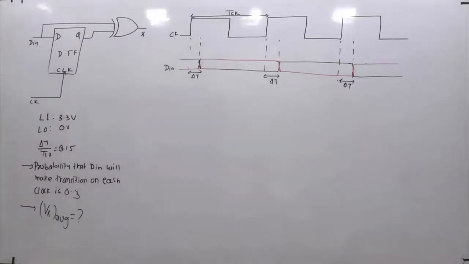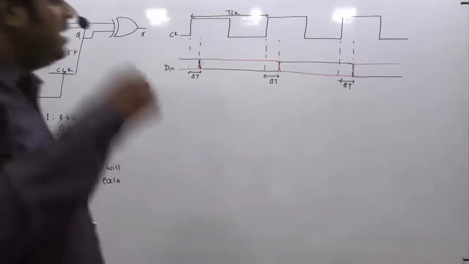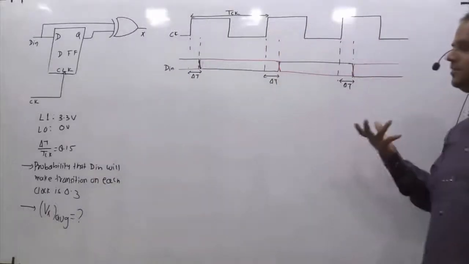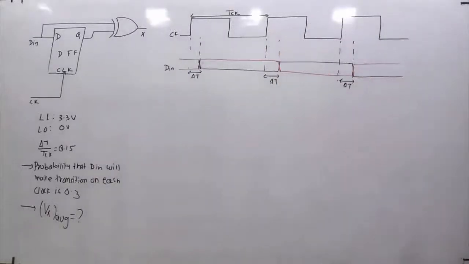But it is saying that it is not necessary that in every cycle D in is going to change. So that is the meaning of probability. The probability that D in will make a transition on each clock is 0.3.